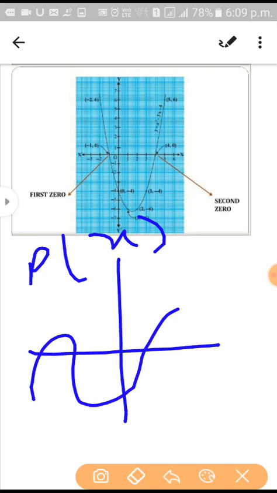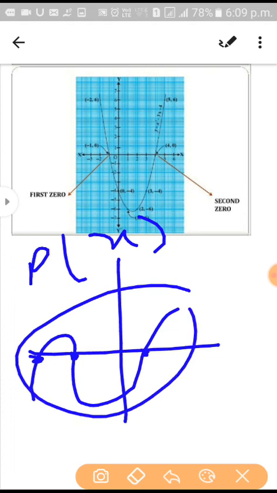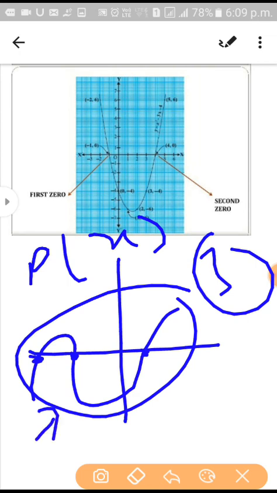Because this graph is intersecting the x-axis at 3 points, it means the degree will be 3. So which type of polynomial does this graph represent? A cubic polynomial, because it intersects the x-axis at 3 points, so the degree is 3, the highest power is 3. If the highest power of the polynomial is 3, it will be a cubic polynomial, right?